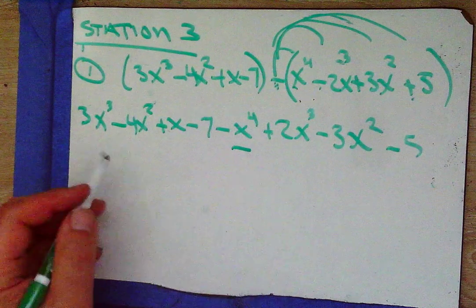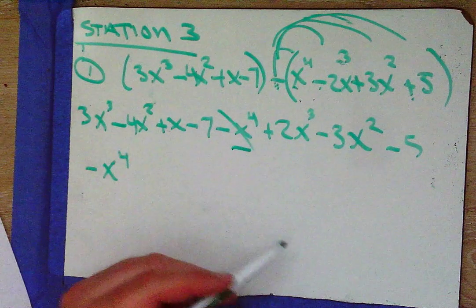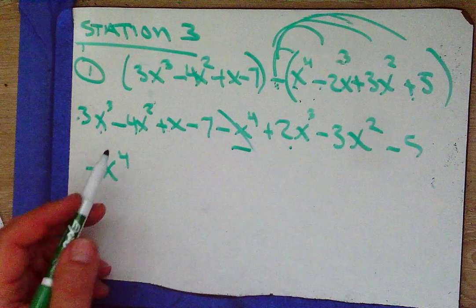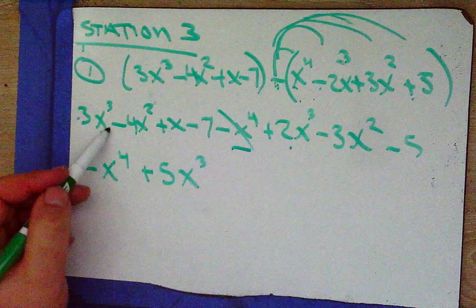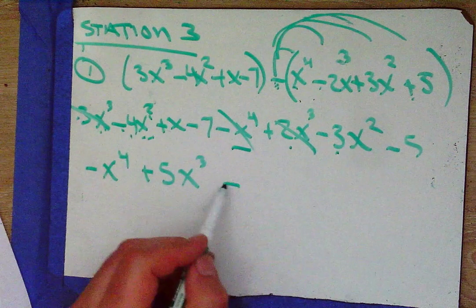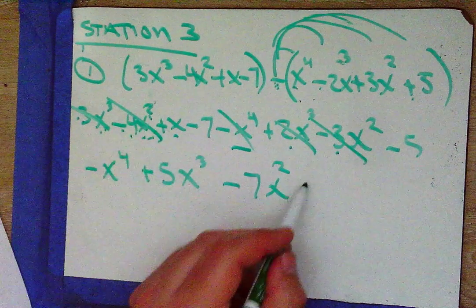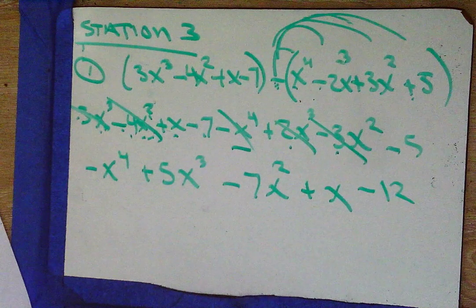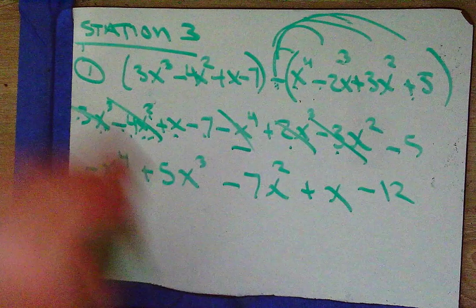Well, I only see one x to the fourth, so we have negative x to the fourth. That takes that one. I've got an x to the third and some more x to the third. 3 of them plus 2 of them is going to give me 5 of those x to the thirds. Now they're gone. Minus 3x squared minus 4x squared is minus 7x squared. I've got a plus x. And then minus 7 minus 5 is minus 12. So watch out for distributing mistakes in problems like this.